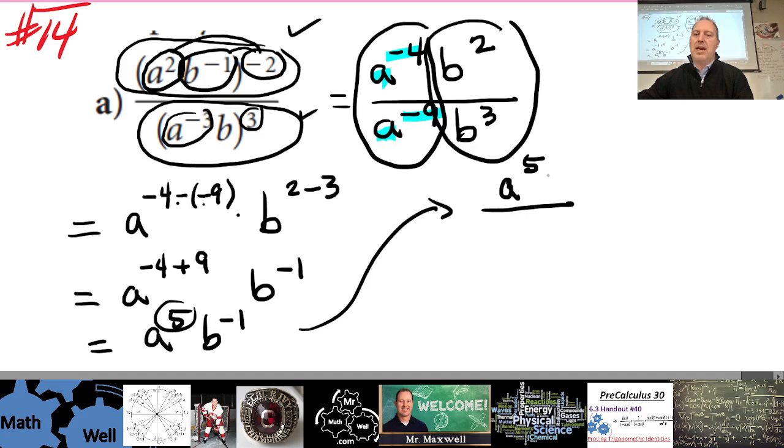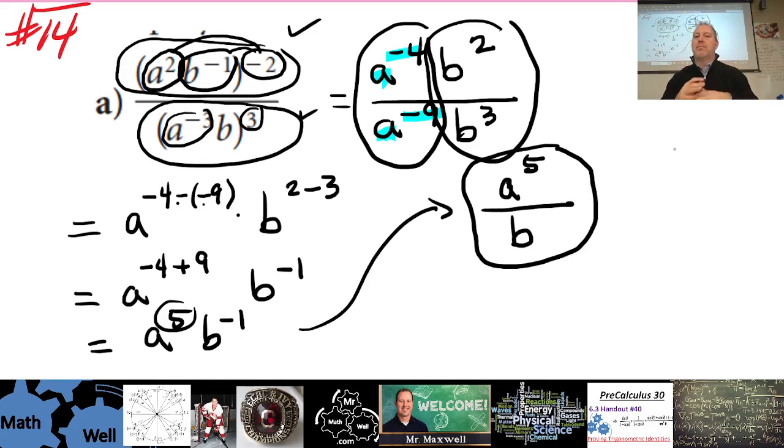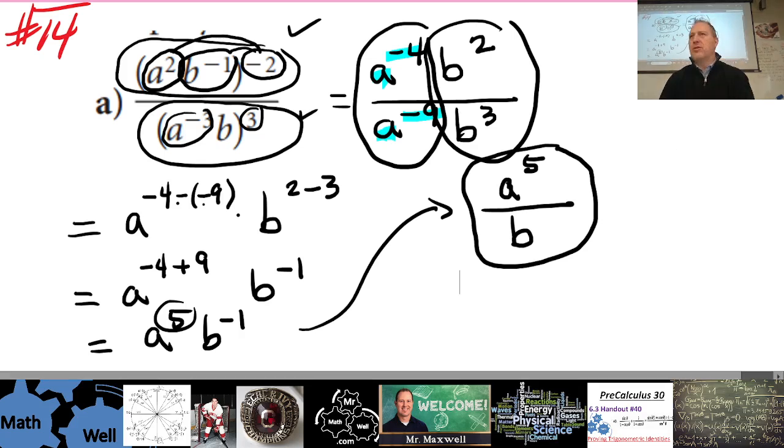That's a positive 5, so it can stay in the numerator. This should be b to the positive 1 in the denominator, and of course, if you have 1 as an exponent, you don't have to write it. So check the back of the book there. Is this the answer that they give you in the back of the book? Is this the simplest form? Just give that a check. All right, so that looks like the answer they have in the back of the book as well. That's the way they want you to leave it.